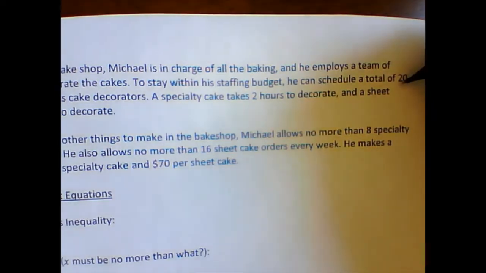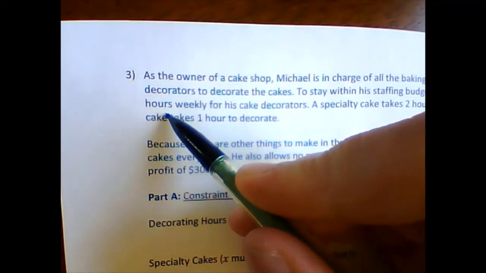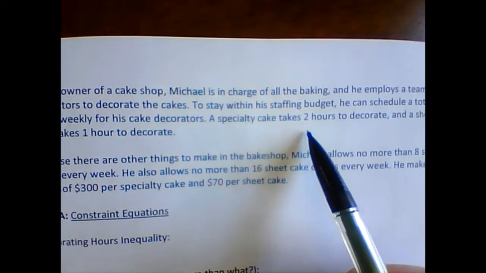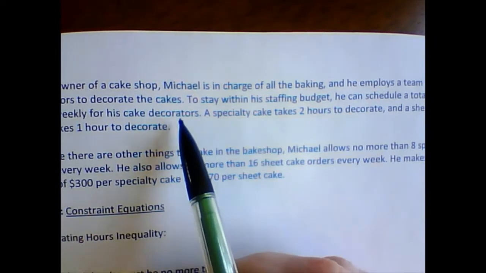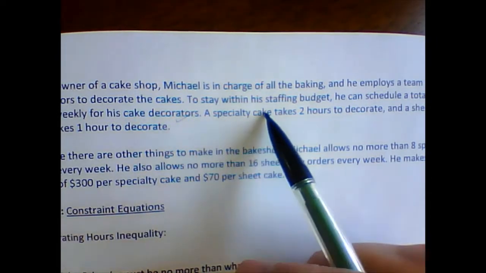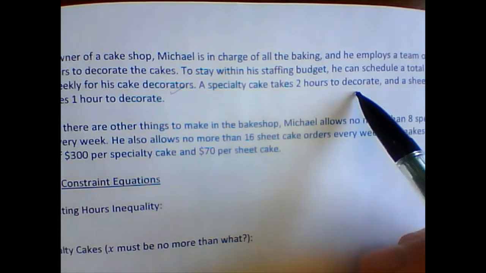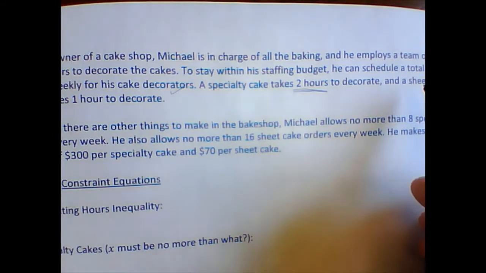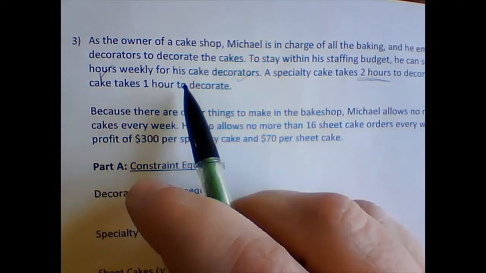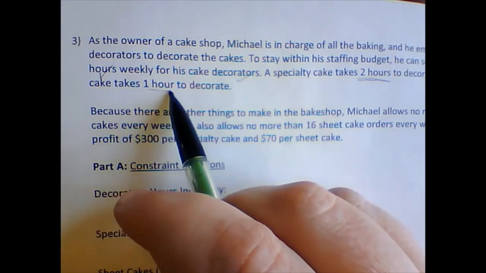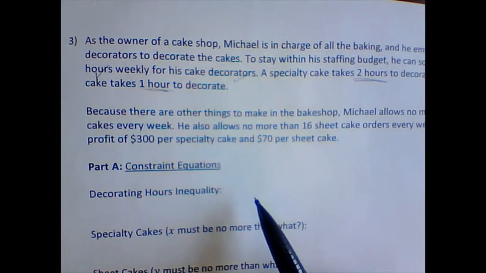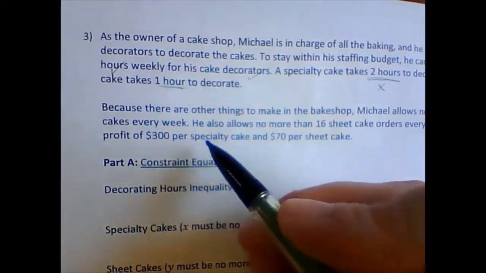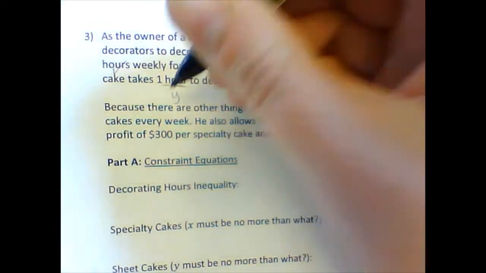So part 1, we're going to pull information out of this story problem. I'm scanning the story problem for numbers, and I've discovered a total of hours for these cake decorators. So I want to get all of the cake decorating hours into a single equation. We notice that there's specialty cakes, they take 2 hours, and these sheet cakes, they take 1 hour to decorate. And there's a total number of hours, so I'm just noting all of these things, and let's give them some variables while we're at it. So a specialty cake gets to be X, the sheet cake is Y.